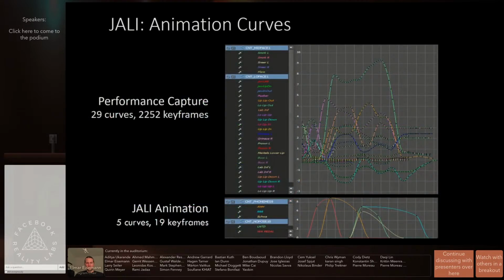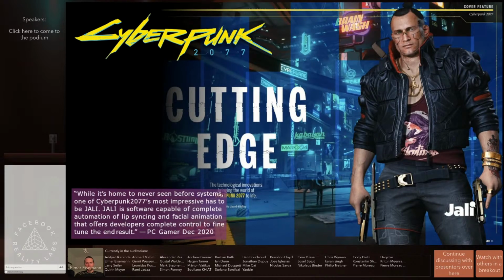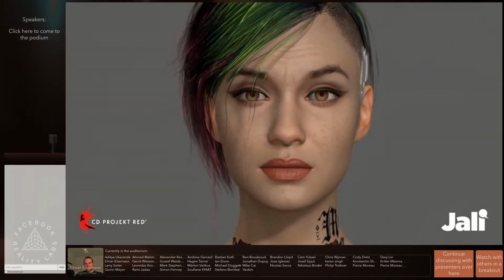In keeping with the theme of this talk, Jolly is an animator's tool, producing sparse, compact, editable curves as opposed to the use it or lose it nature of performance capture. And last year, we were excited to see the release of Cyberpunk 2077 with our lip sync technology Jolly driving the facial animation of 50 hours of gameplay in 10 languages. We'll kick off with Judy.